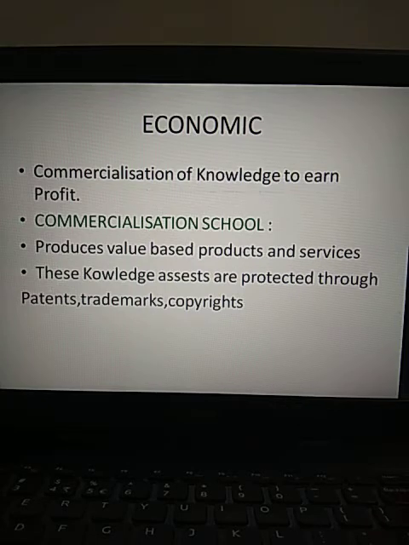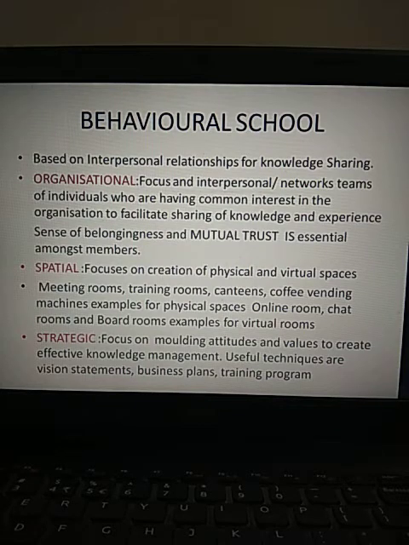So under the commercialization school, what is happening? It produces value-based products and services. These knowledge assets are protected through patents, trademarks, as well as copyrights for future purposes. The last school is the behavioral school.